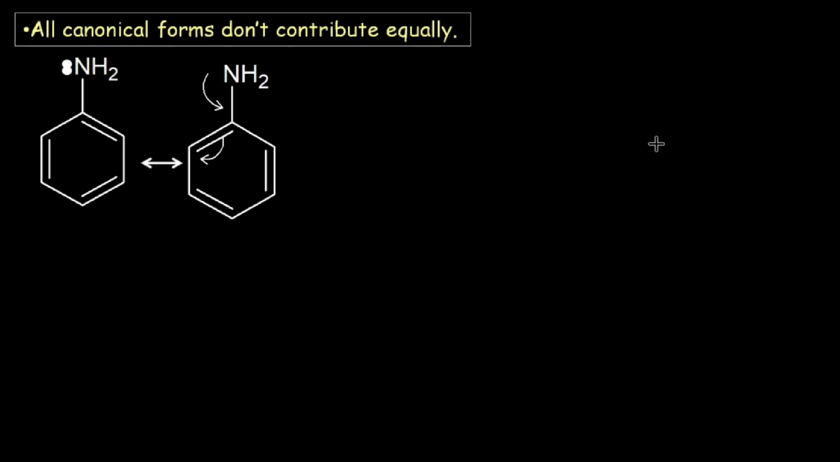All the canonical forms do not contribute equally. Here are certain rules for major and minor contribution of canonical forms. Consider this example of aniline. Nitrogen is having one lone pair. This structure is another canonical form of aniline, where the benzene has the bonds shifted to other positions. There is a possibility that these lone pairs are shifted between nitrogen and the benzene ring, and these pi bonds break off.